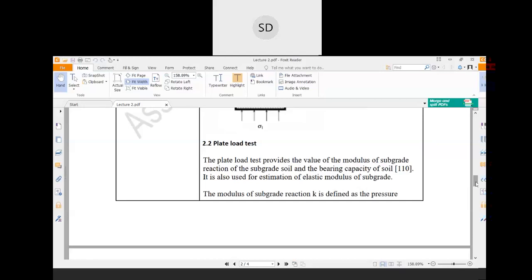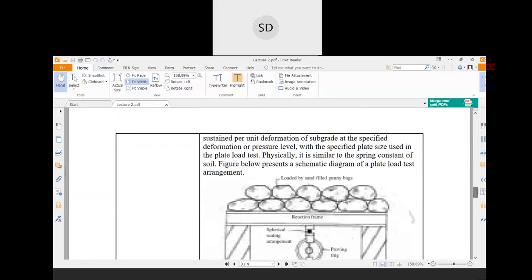Now another important test is called the plate load test. This plate load test is an in situ test, and from it we get to know the modulus of subgrade reaction, which is equivalent to the spring constant for the foundation. The modulus of subgrade reaction is defined as the pressure sustained per unit deformation of the subgrade at a specified deformation or pressure level with the specified plate size used in the plate load test.